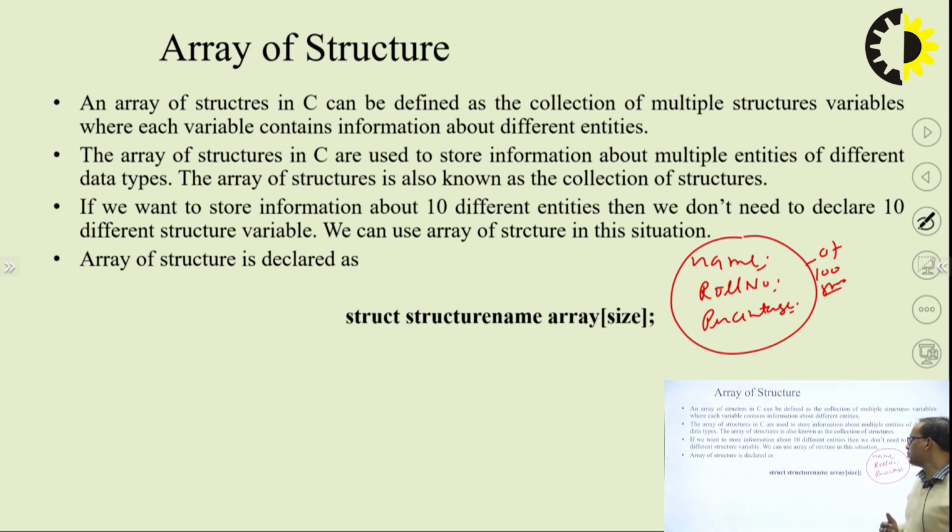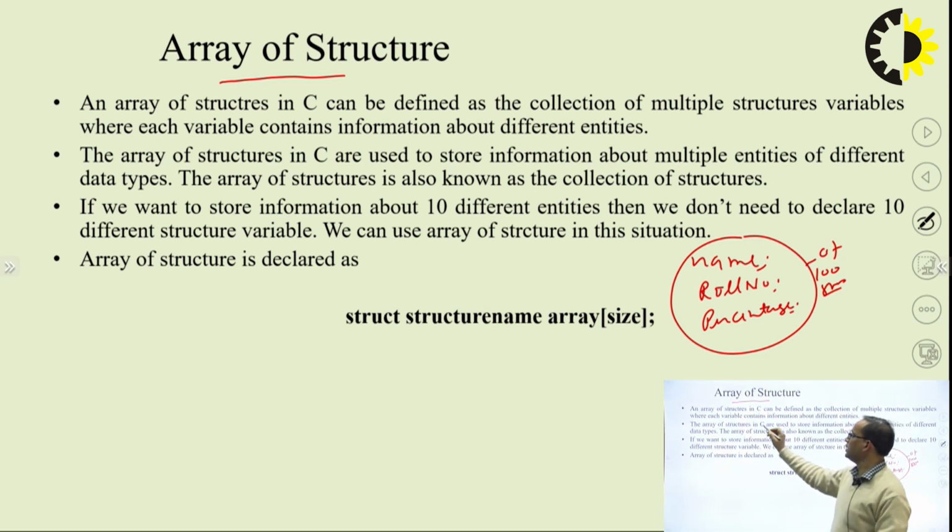So what is the other process? The other process is the use of array of structure. So whenever we have to store or maintain the information of structure members about more than one structure variable, or about thousands or a large number of structure variables, in that case we will use the array of structure. So an array of structure in C can be defined as a collection of multiple structure variables where each variable contains the information about different entities.